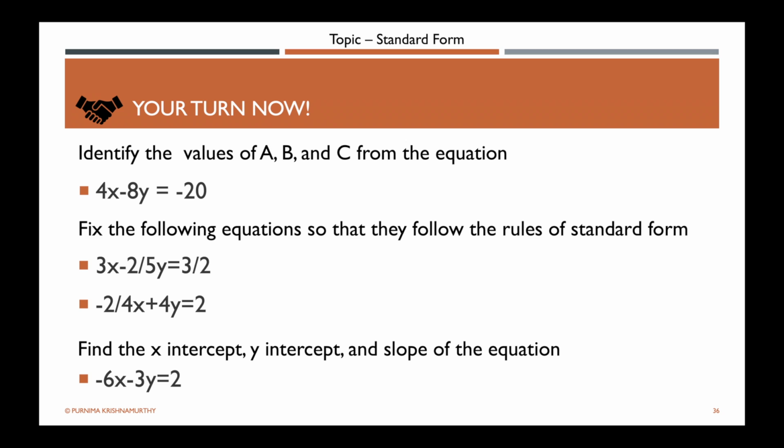I hope it helps. It's your turn now. Here are some questions to help you understand the concept better. First, identify the values of a, b, and c from the equation 4x minus 8y is equal to negative 20. Next, fix the following equations so that they follow the rules of standard form. 3x minus 2 divided by 5y is equal to 3 divided by 2. Another one is negative 2 divided by 4x plus 4y is equal to 2. Lastly, find the x-intercept, the y-intercept, and the slope of the equation negative 6x minus 3y is equal to 2.